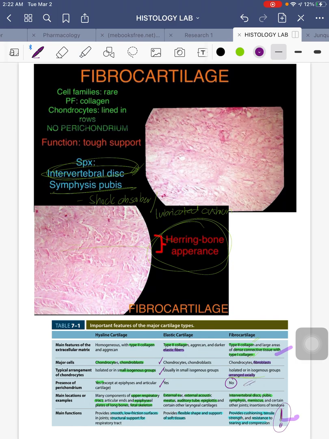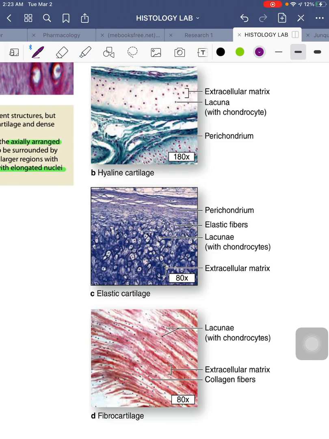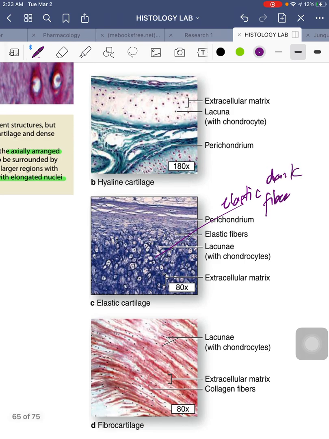There is no perichondrium. Type 1, type 2, major cells present, chondrocytes and fibroblasts. It's arranged axially, also like a herringbone appearance. Okay, here. So you will actually see here that this is your chondrocytes, and these flattened elliptical like nuclei are your fibroblasts. Okay, it's arranged axially and found in your intervertebral disc. So here is a summary of what I first mentioned, and one method to differentiate this is your dark elastic fiber bundles. That's one way.